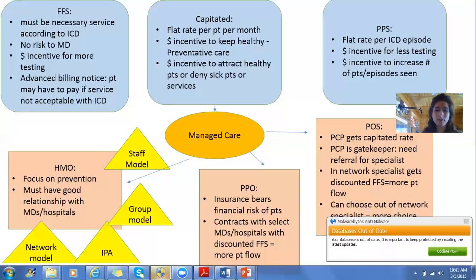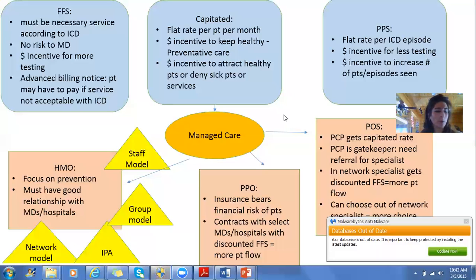HMOs are a type of managed care. They focus on prevention. They're marketable based on what kind of relationships they have, so they have an incentive to get with the best docs and hospitals in the area. There are 4 different models there, and I'll let you look at those in the book: staff model, group model, individual practice association, and network model. Those are pretty straightforward in the book.